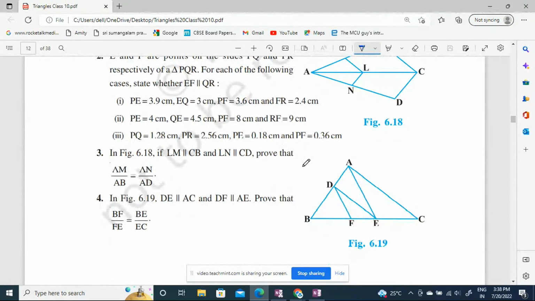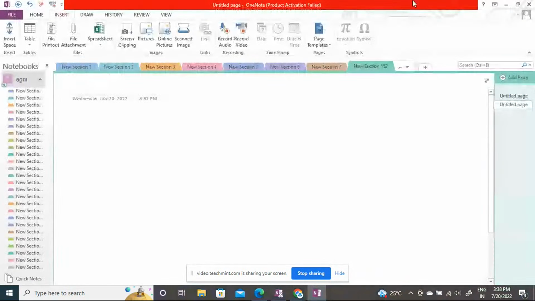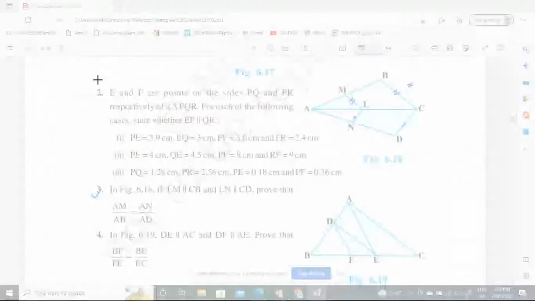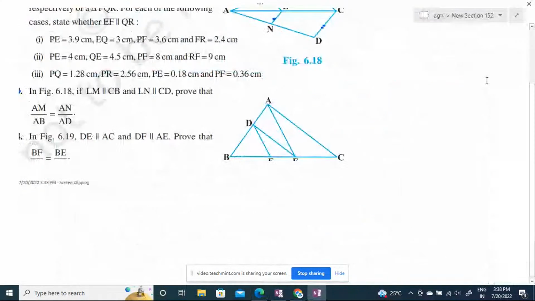Now question number 3. In figure 6.18, this is the figure. LM is parallel to CB and LN is parallel to CD. Now we have to prove that AM upon AB is equal to AN upon AD. Now I'm going to start how to solve this question. The question is here.